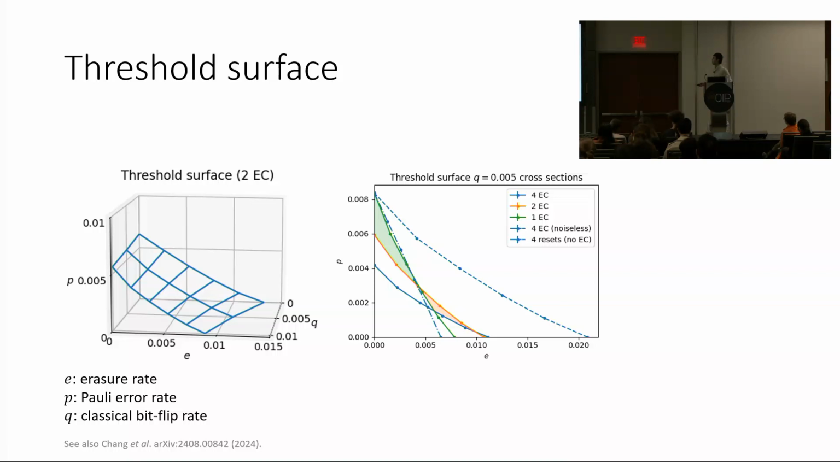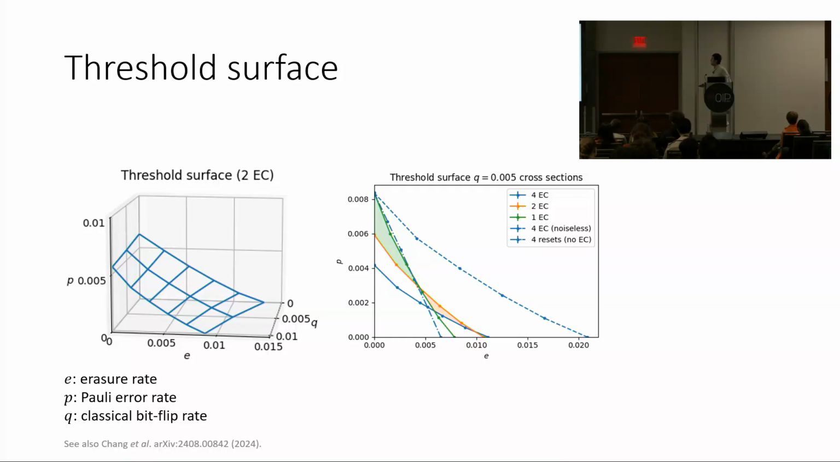And this is just an example of the threshold surface for the 2 erasure check schedule. Another thing that we can plot is a cross-section of the surface, when we just fix the measurement error rate to, let's say, 0.5%. And here I have many different curves. The blue solid curve is for the 4 erasure check schedule. Orange is 2 erasure checks per syndrome extraction round, and green is 1 erasure check.